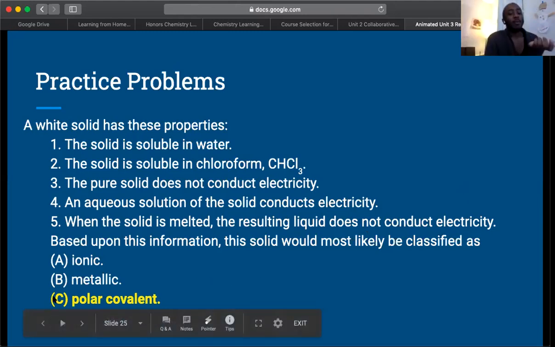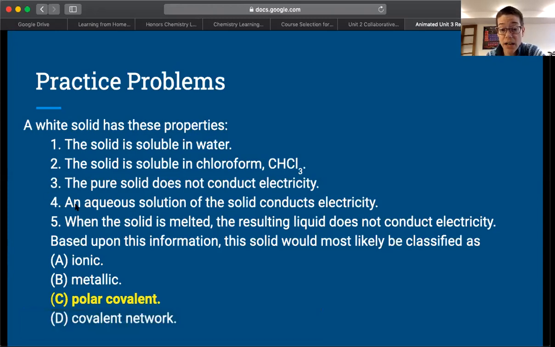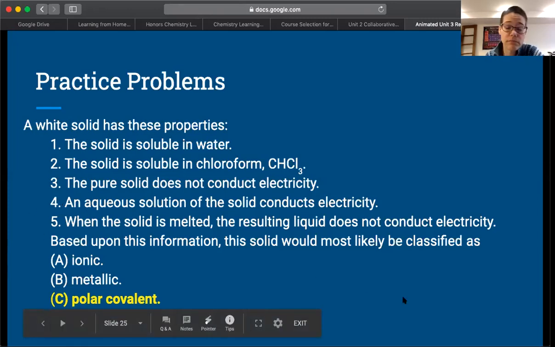Even though when it's dissolved in water it conducts electricity, that's something that polar covalent things do. Yes. So a polar covalent thing is going to be soluble in water because water is also polar. A polar covalent will be soluble in chloroform because it's also polar. A polar covalent compound will not conduct electricity as a solid, but it will most likely when it's dissolved in a solution, but its liquid will not. So I don't think they'd ever get that. They typically only ask about ionic or covalent for that.